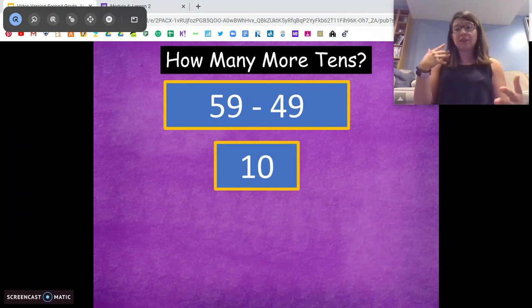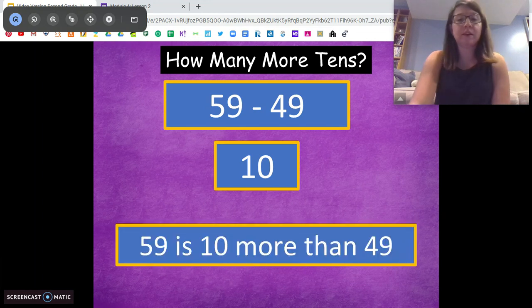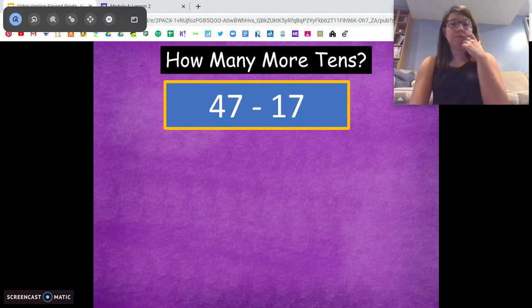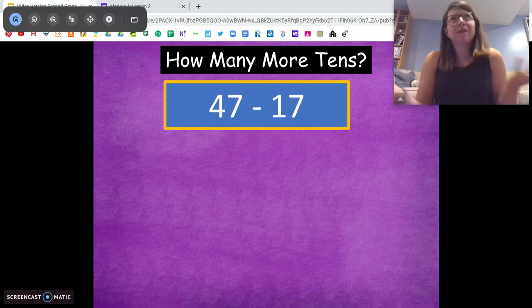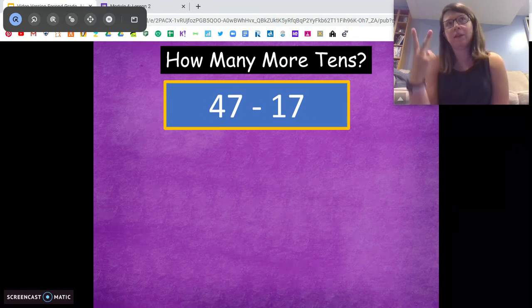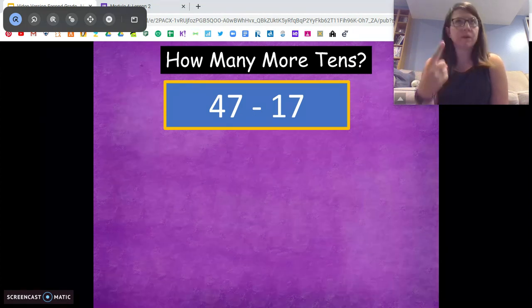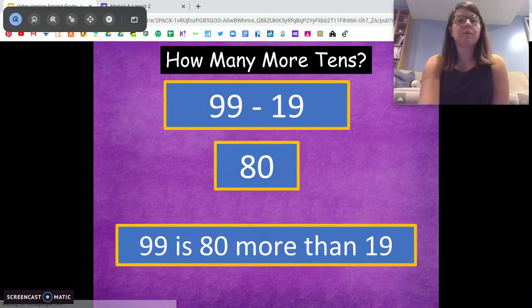So you can think of it as an addition problem like we've been doing in some of our other work, or you can think of it on your place value chart. Whatever works for you. Try this one. Think of it within place value or count up by 10s with the lower number, or count backwards. You could do 47, 37, 27, or 27, 37. You should get this many 10s, which is how many? 30. Awesome job. We're going to skip that one.